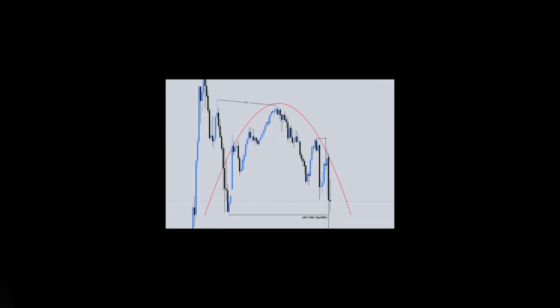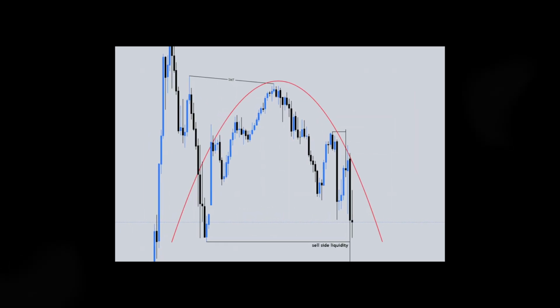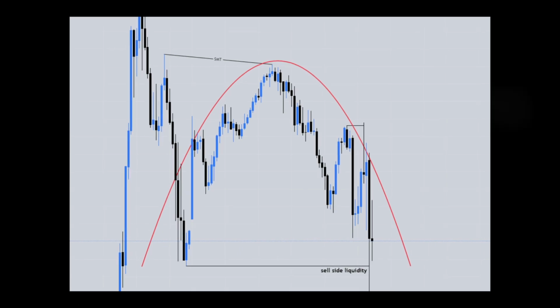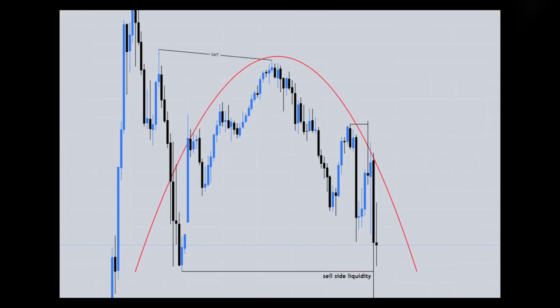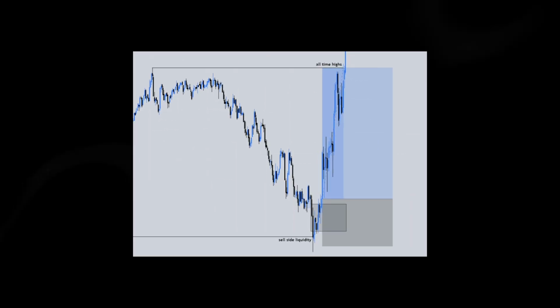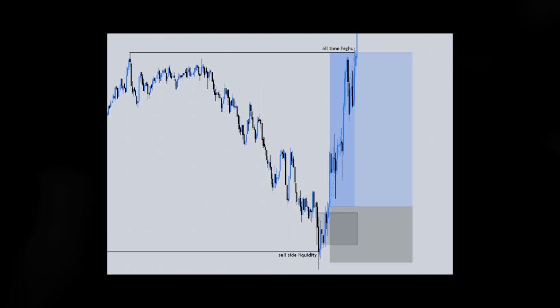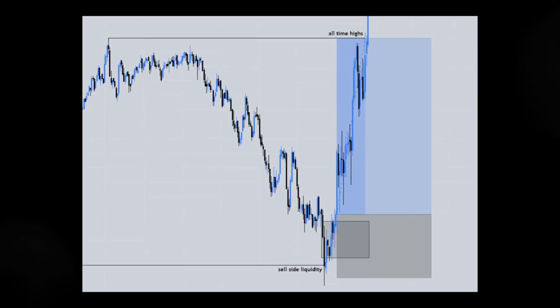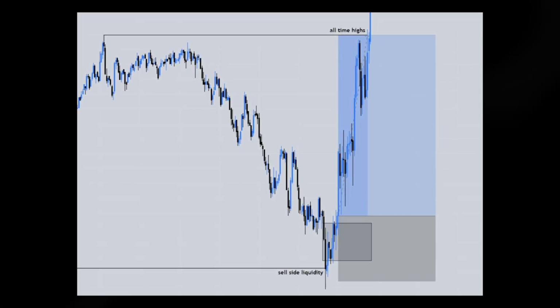Another thing you can use when looking for the current draw on liquidity is a market maker model. These definitely require their own video, but these can also help you look for where price is going. Also, if we're at all-time highs, longs are usually the best thing to look for. But obviously longing in premium isn't the best idea, so waiting for pullbacks is ideal rather than taking a random long setup.